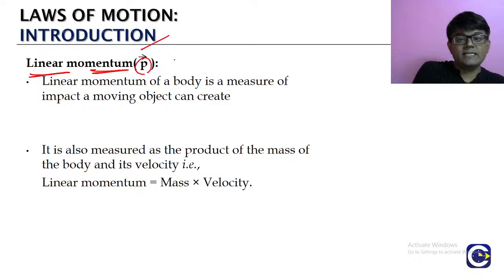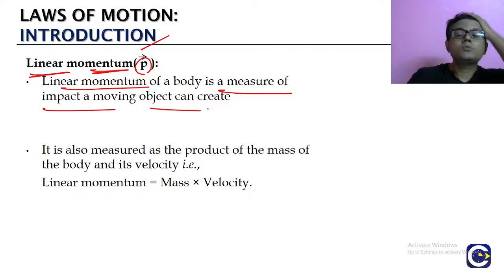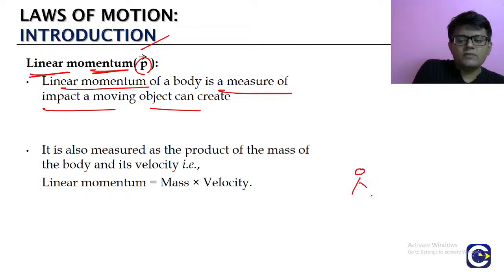We will represent this by the symbol P. Why are we putting a bar? Because it is a vector. It's a very simple definition. Linear momentum is going to be a measure of impact that the body can create. Linear momentum is what? It's a measure of the impact the body can create. For this, let us just think about a very common example.